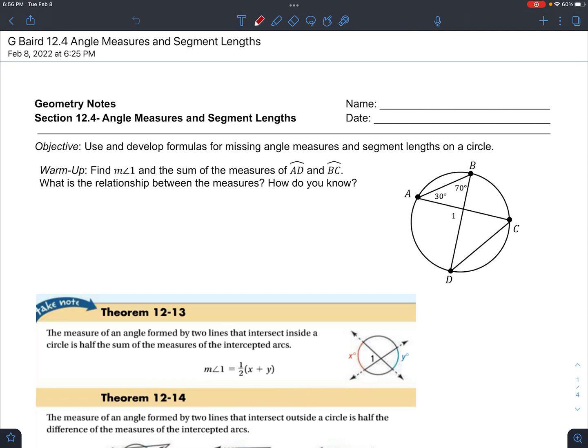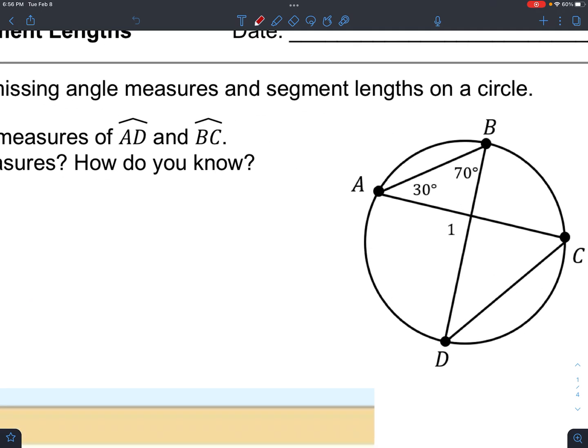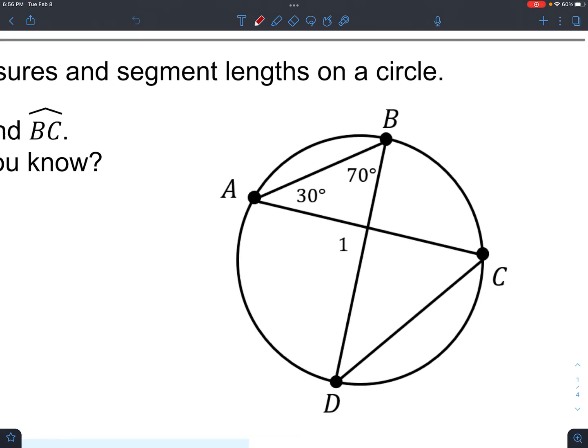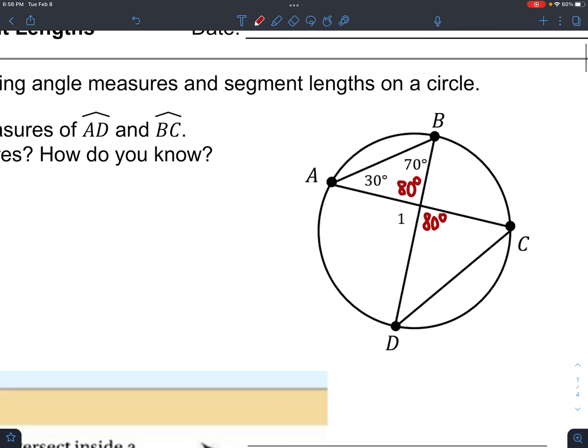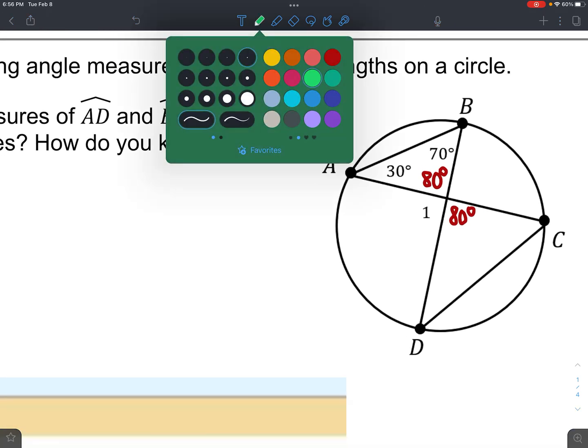So first things first, we have some labeling already done for us. And that looks like a triangle to me. So I bet you could guess why this is 80. Because those numbers better add up to 180 degrees, which makes this 82. Okay? So heck, that's one way we can find angle 1.